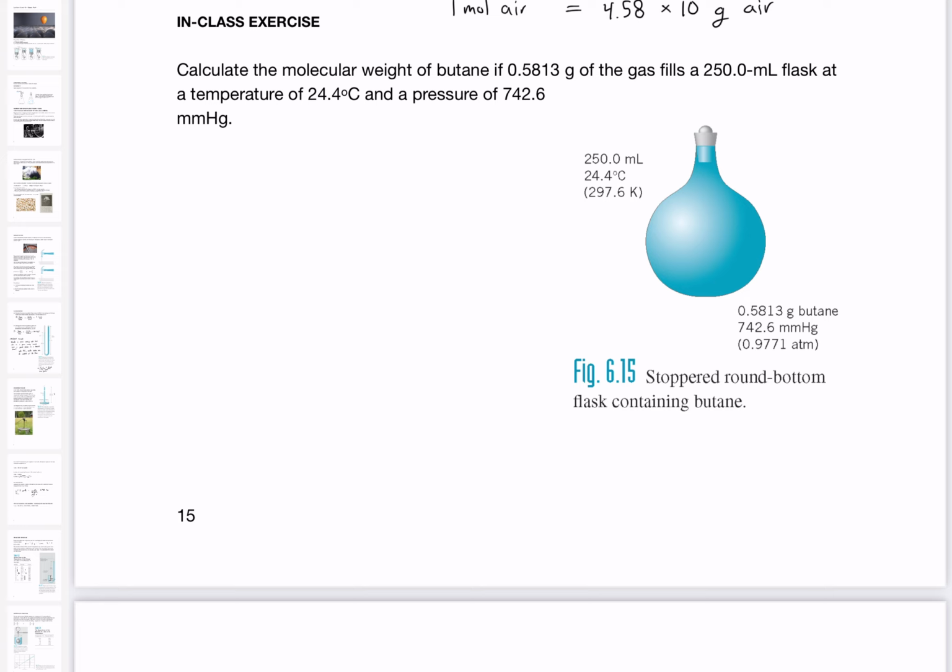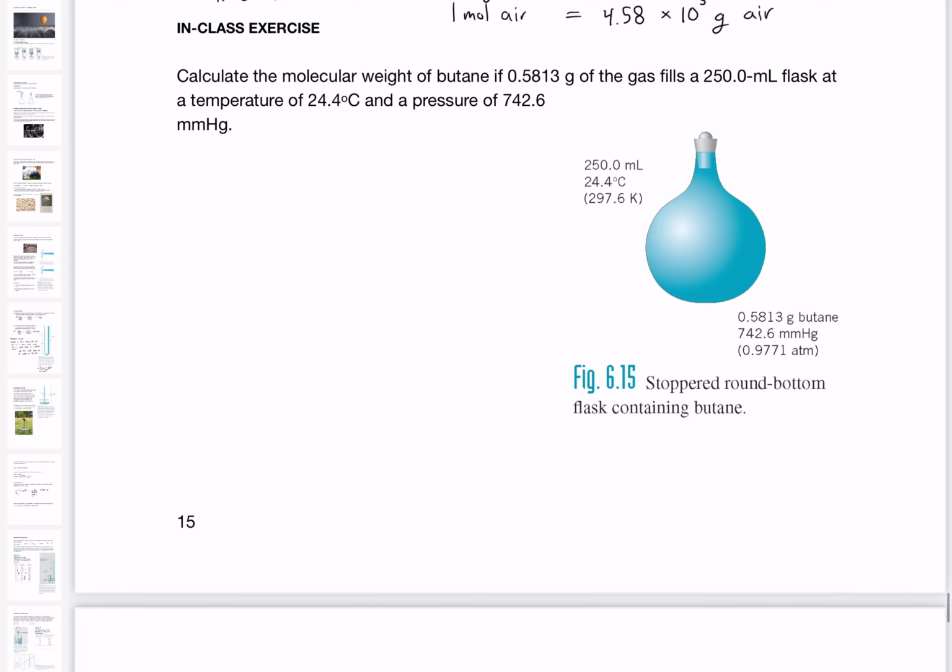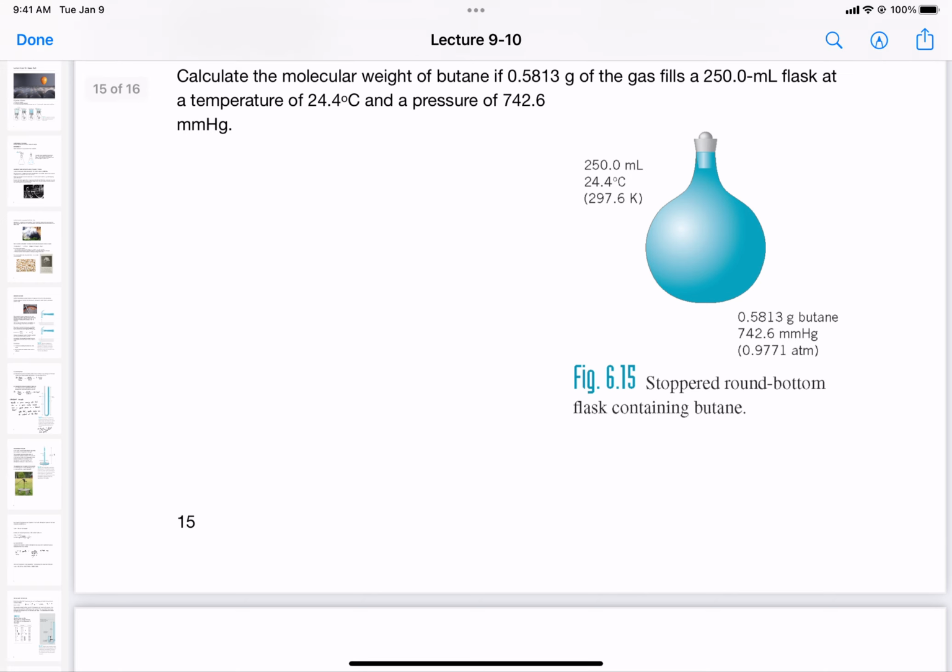Okay, so now let's calculate the molecular weight of butane, if we have a certain amount of it in grams that fills this flask here at a temperature of 24 degrees Celsius and a pressure of 742.6 millimeters of mercury.